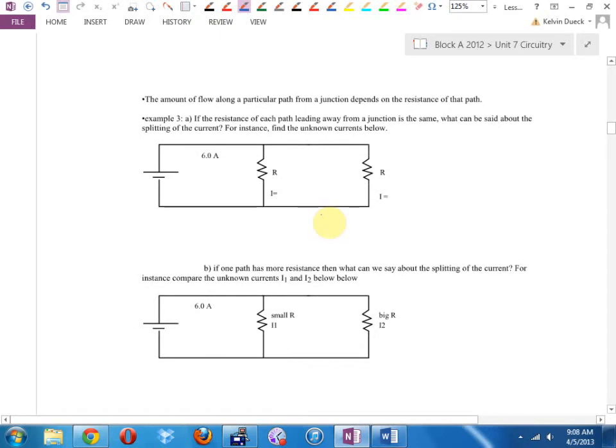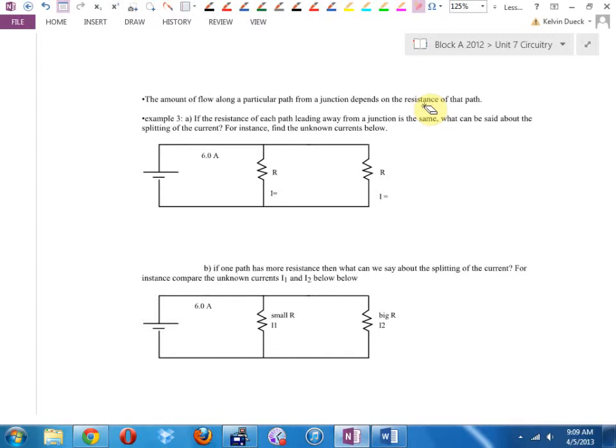Now let's get a little more high tech. Let's see if we can actually start to predict how skiers will split up. I wrote down here the amount of flow along a particular path from a junction depends on the resistance of that path. If the resistor is smaller, more skiers will feel comfortable going on it. If the resistance is higher, skiers are scared. We don't want as many people, so smaller current.